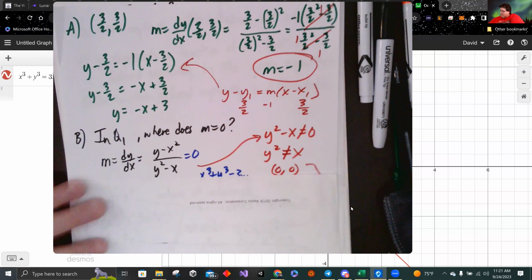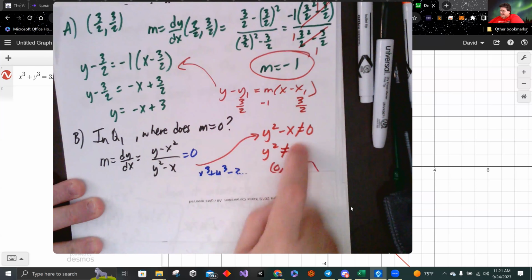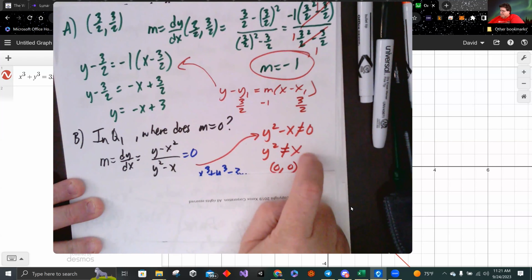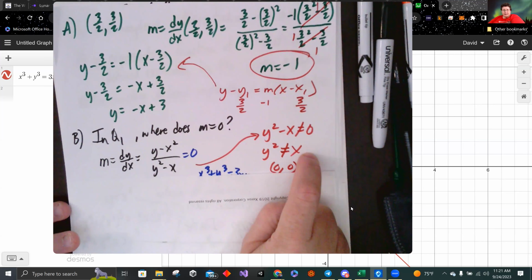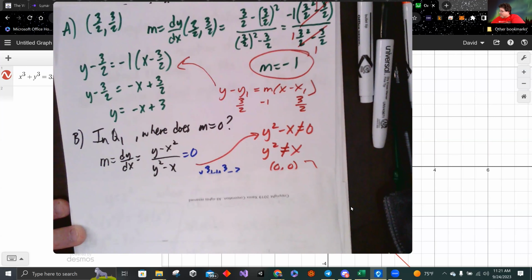Now, we don't want the bottom to equal 0, so y squared minus x can't equal 0, which means y squared cannot equal x. If we get a solution where y squared equals x, we have to reject it. Fair enough? Like we can't have 1, 1.